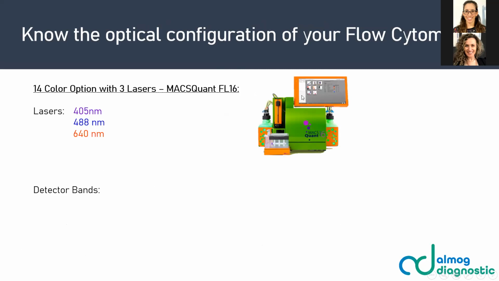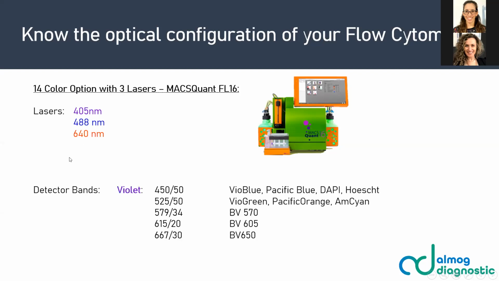This is a Miltenyi flow cytometer, MACSQuant VYB, and it has 14 color options and 3 lasers. So we have the violet laser, the blue laser, and the red laser. And the detector bands that are available for the violet laser, we have 5 detector bands. There are many fluorochromes that can be used here in these detector bands. For example, Pacific Blue, VioBlue, DAPI. We have the VioGreen. We have the Brilliant Violet dyes, BD's Brilliant Violet dyes. So these are under the violet laser.